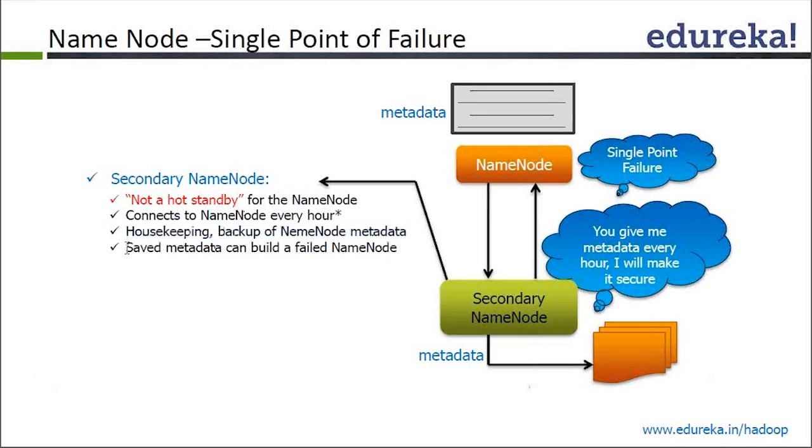And once that backup is done, it will save that metadata on the file system, so that in case of the Namenode failure, you can take this information and bring back the Namenode. In case of the failure, you can bring that machine back with the help of the files which are backed up by the secondary Namenode, right?